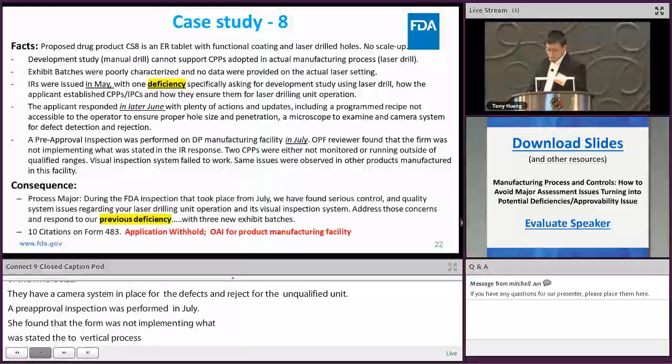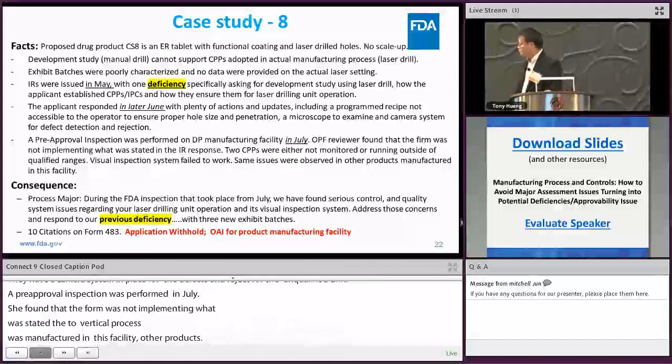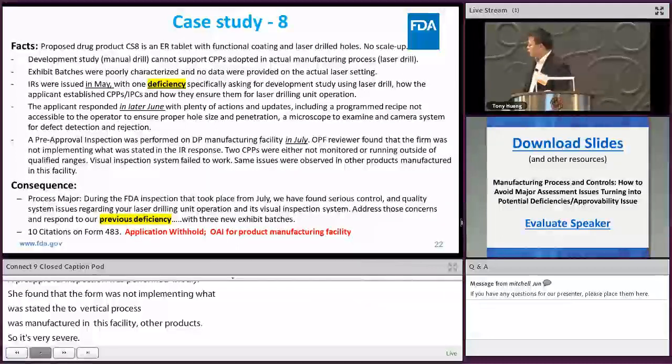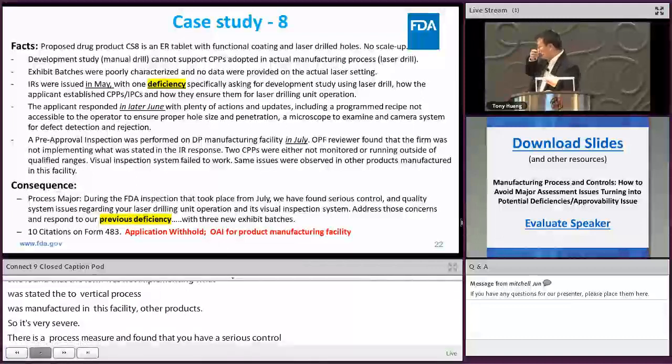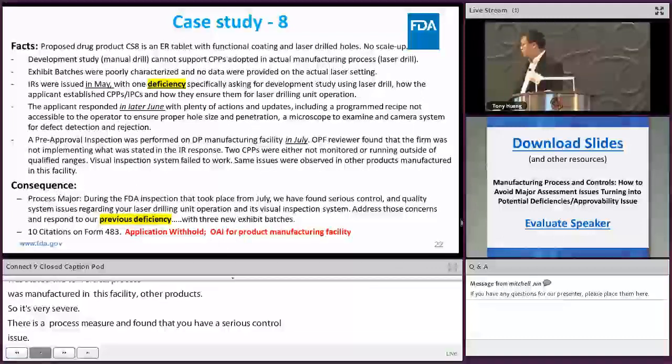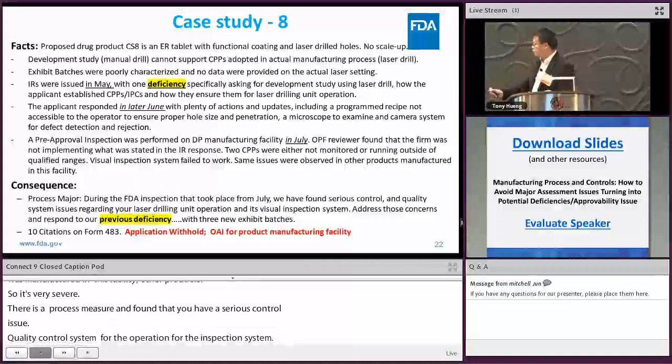So the consequence is very severe. There is a process measure. It said, during the inspection, we found you have a serious control issue in the quality system regarding the laser drilling unit operation and visual inspection system. And she asked the company to respond to that deficiency issued earlier, and they need to manufacture 3 new batches.